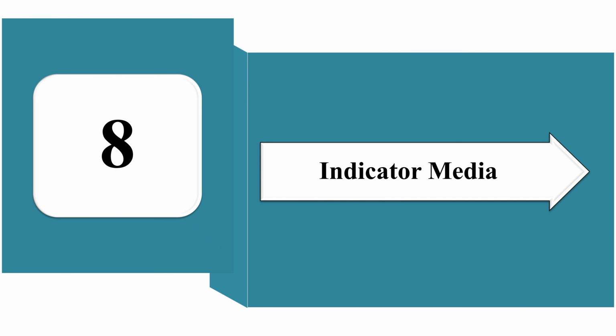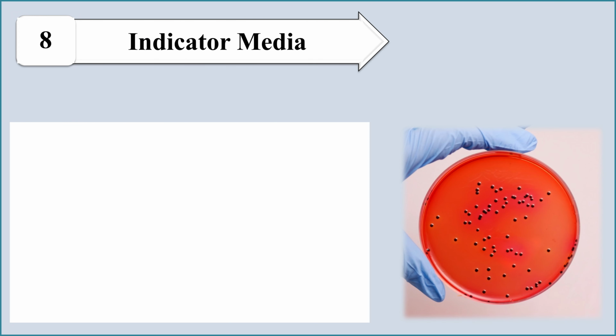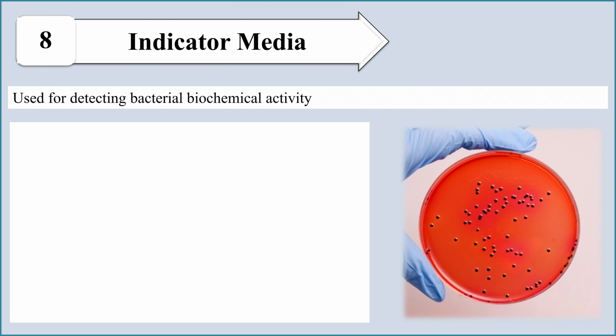What is indicator media? These are the media that detect the bacteria on the basis of biochemical activity through color change, as it uses a specific indicator which causes the color change depending on the type of the bacteria.